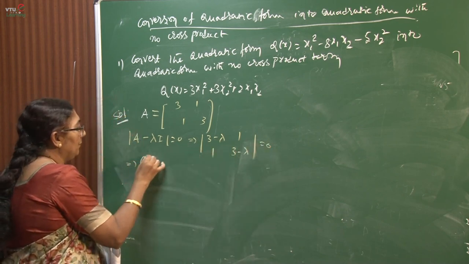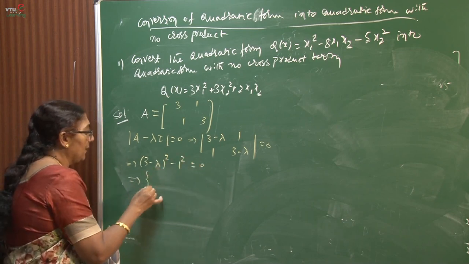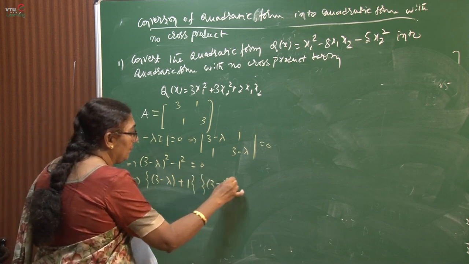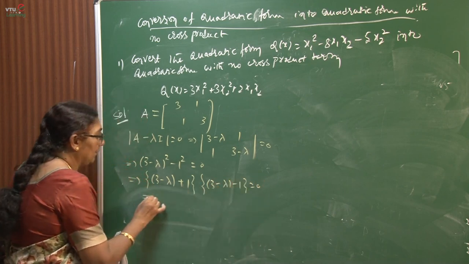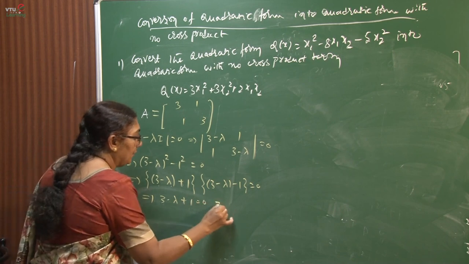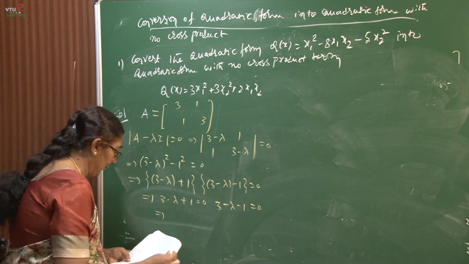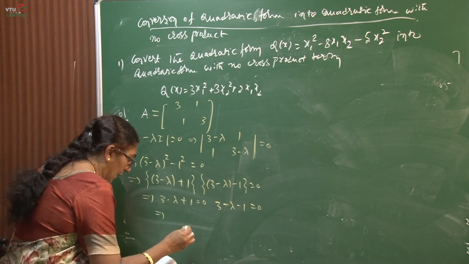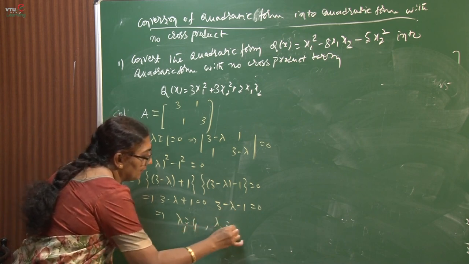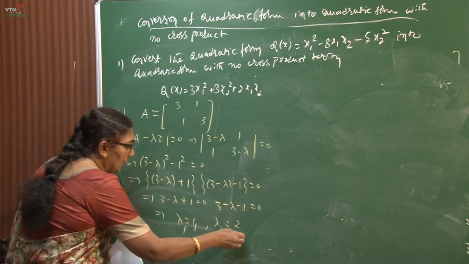That implies (3 minus lambda) whole square minus 1 square. This is just like a square minus b square, (a plus b) into (a minus b). So 3 minus lambda plus 1 equal to 0, and 3 minus lambda minus 1 equal to 0. That implies lambda is equal to 4 is one of the roots. Now here we get lambda is equal to 2 is another root. 3 minus 1 is 2. We get 2 minus lambda is 0, means lambda is 2.